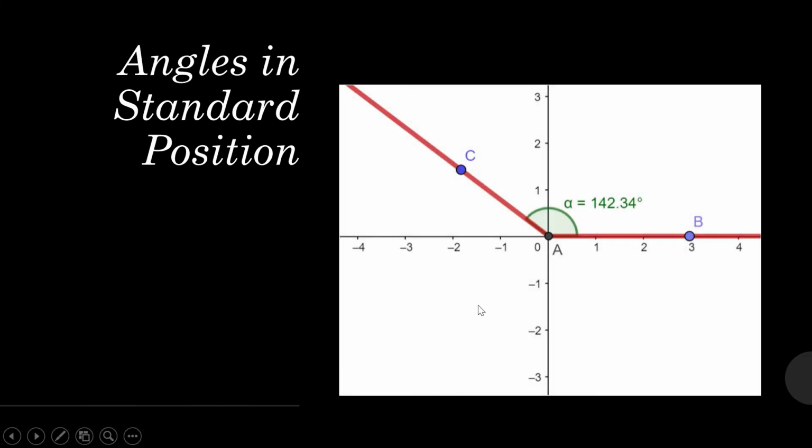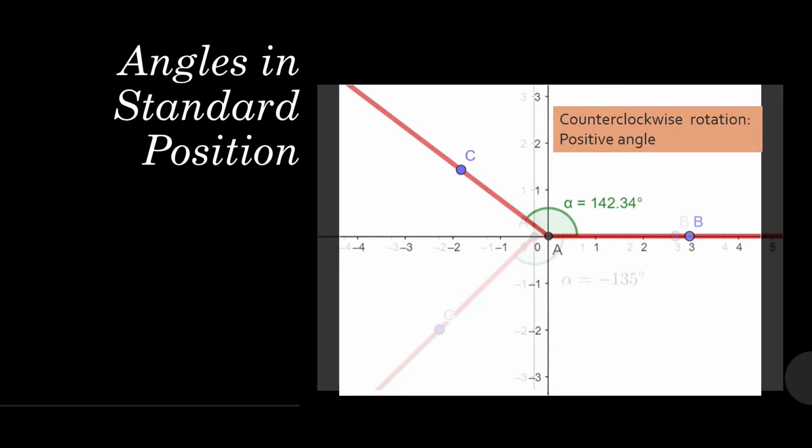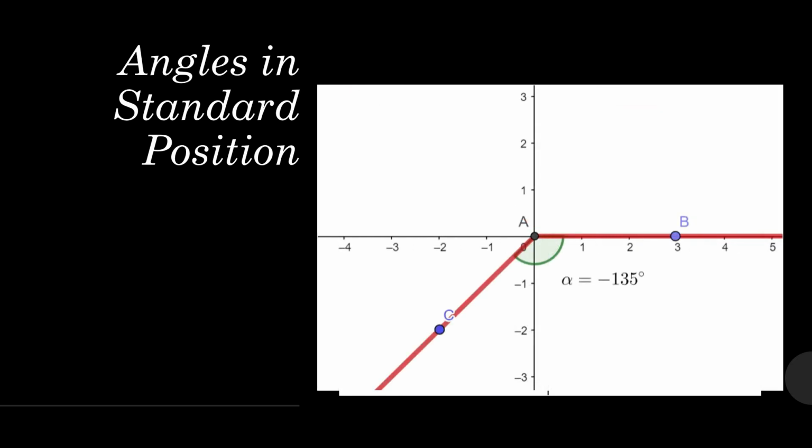When our rotation is counterclockwise, we say that the angle is a positive angle. So this one, alpha, is equal to 142.34 degrees. That means it is a positive angle because we rotated the initial side counterclockwise. When we rotate it clockwise, that's when we produce a negative angle. So this one, for example, is an angle whose measure is negative 135 degrees, and we get it when our rotation is clockwise.